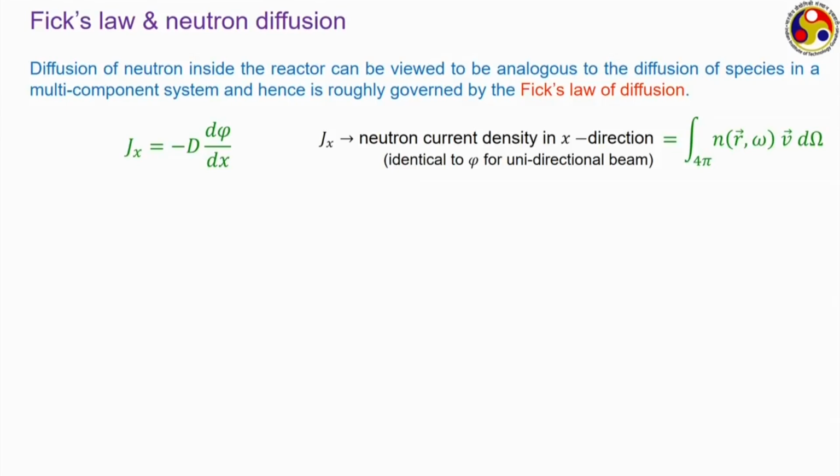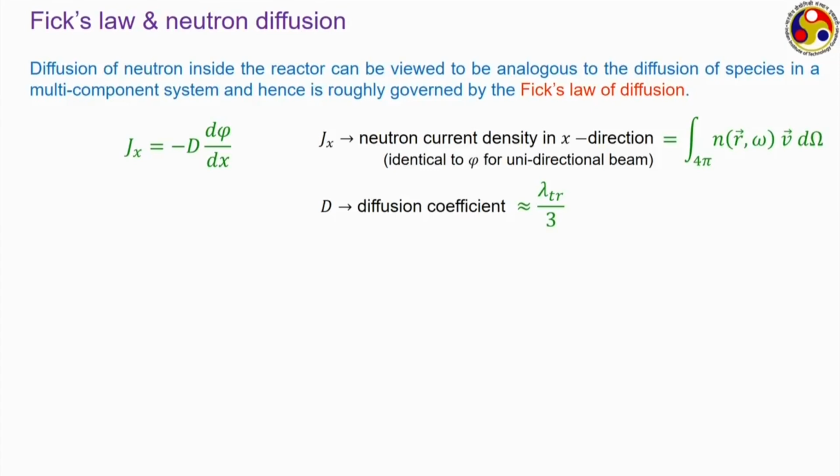If we are talking about a unidirectional flow, then they have to be identical, both in terms of magnitude and direction. Phi does not have a direction, but from the magnitude point of view, J and phi will be equal only for unidirectional flow. D is the diffusion coefficient here, which can often be related to 1/3 into the transport mean free path.